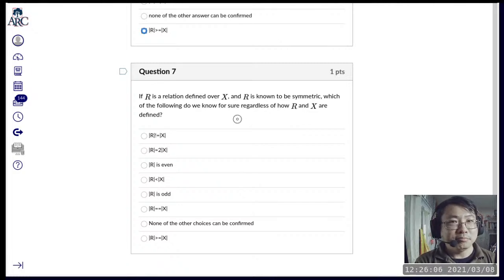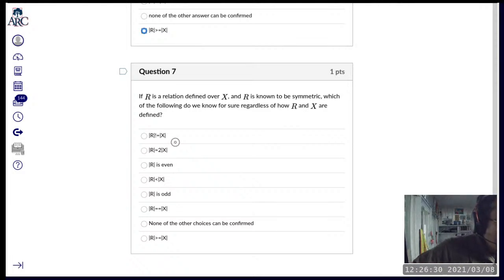This one is a little trickier. Are the cardinalities not equal? Hmm, I can make them equal, right? How do we make it equal? Easy peasy, because we know an empty relation is symmetric. So it has a cardinality of 0 regardless of what X is.